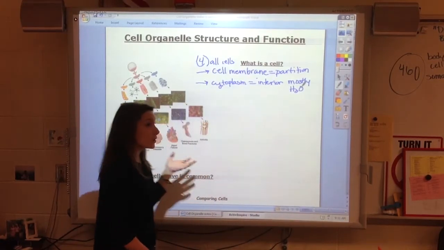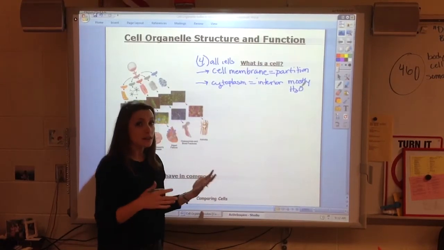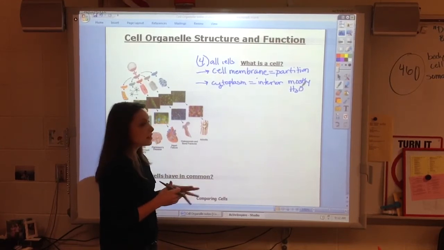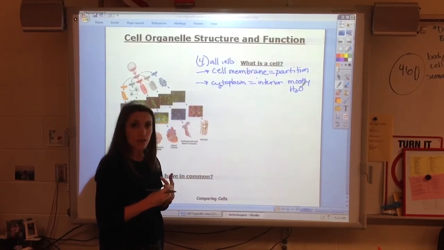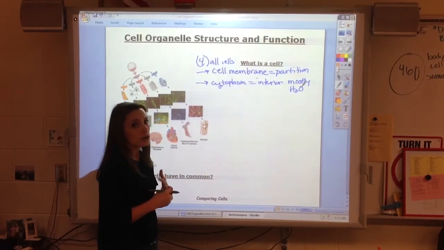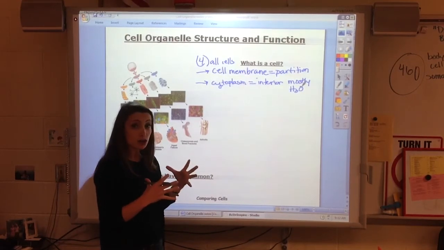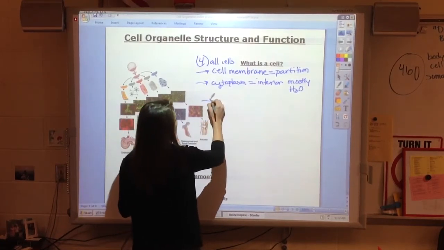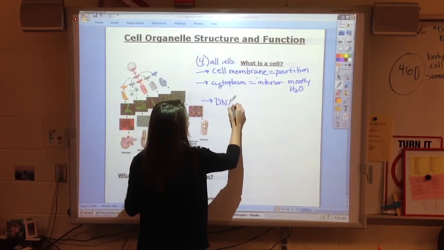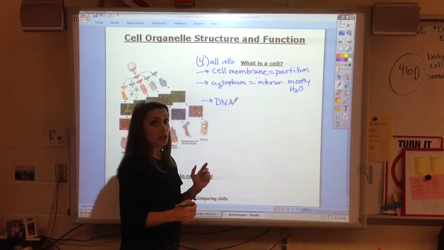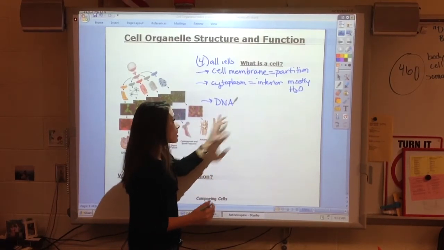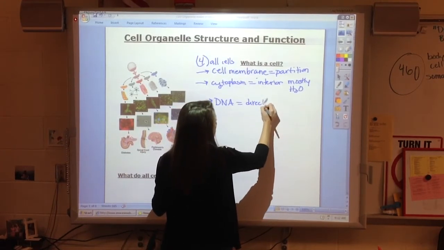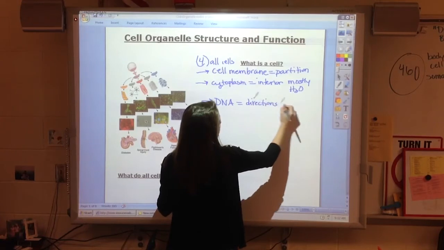And so, of course, we know that this is going to influence what goes on in the cell based on whether things are hydrophobic or hydrophilic. But the idea that we just have this filling of the cell, it kind of acts like a cushion as well to provide the cell some structure and some support. All cells are going to have DNA. DNA, remember, is a nucleic acid. This nucleic acid actually has the directions to build proteins.